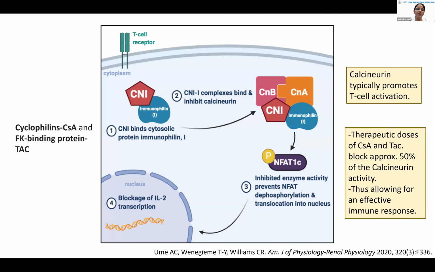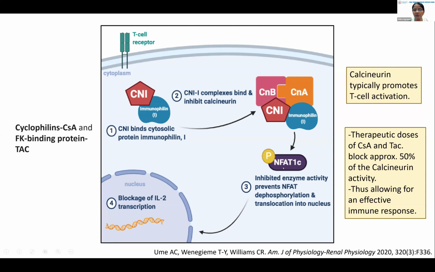So let us know how these calcineurin inhibitors act. Basically the CNIs bind to the cytosolic protein immunophilin. In the case of cyclosporine, it is cyclophilin. And in the case of tacrolimus, it is the FK binding protein. Once these CNIs bind to the so-called immunophilin, they inhibit calcineurin. So what does calcineurin do? Basically, calcineurin causes activation of the nuclear factor of activated T cells, NFAT. So when they block calcineurin, this activation of NFAT does not occur.